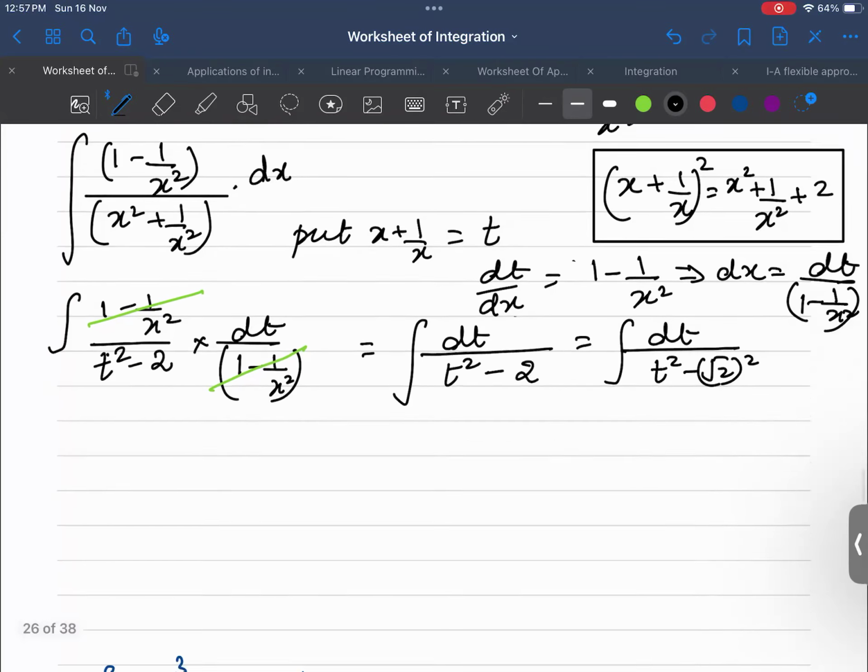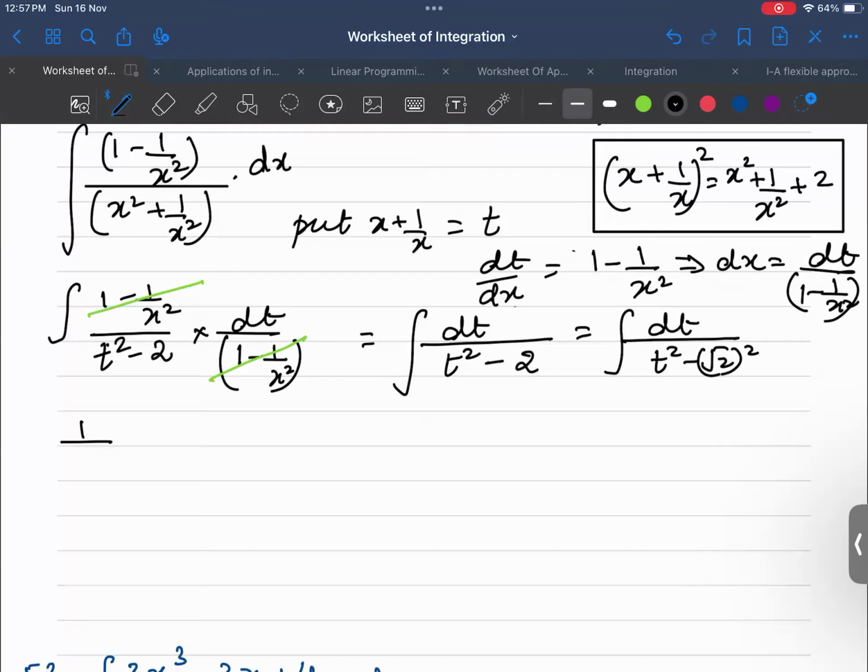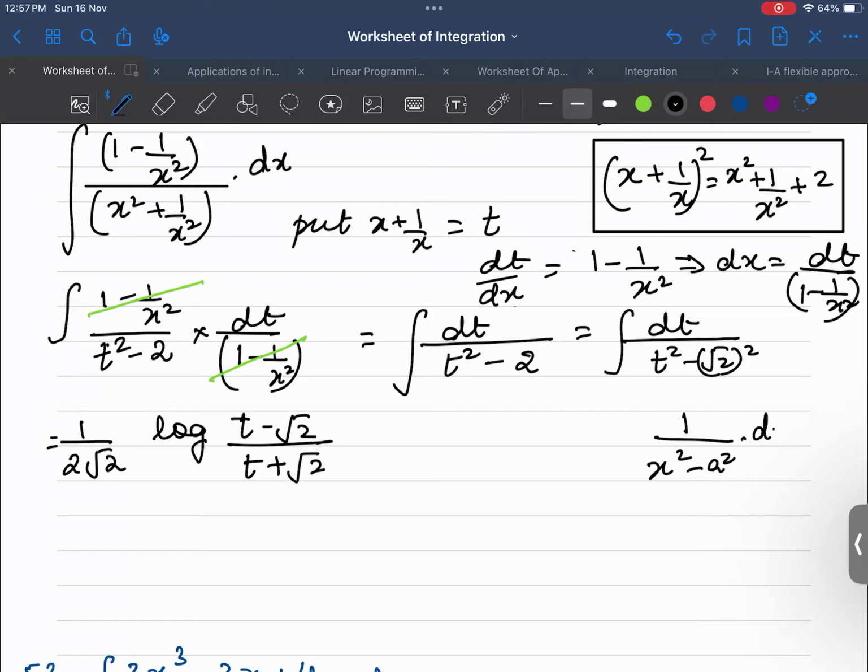Can I write it in this way? 1 upon 2 root 2, not plus, it's to be log, multiple log, t minus root 2 upon t plus root 2. From where have I written this? From the formula. I just explained you the formula above. No, I explained you the formula. This becomes like this: 1 upon x square minus a square dx.